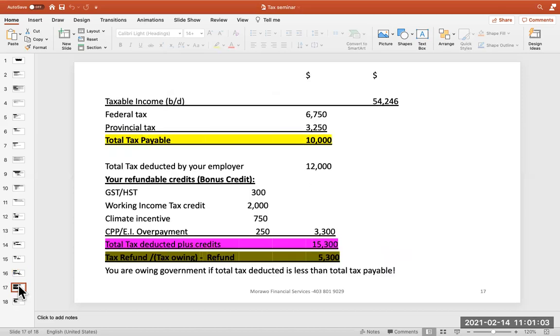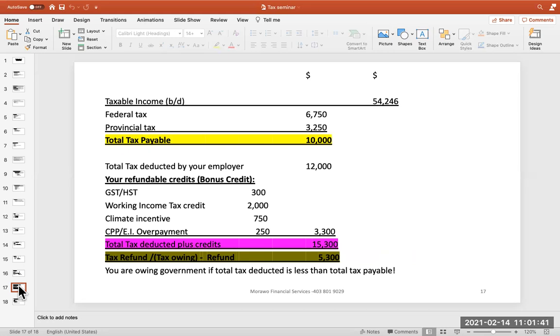So this taxable income is now subjected to federal and provincial tax calculation. For example, after the calculation, your federal tax is 6,750, and your provincial tax liability is 3,250. So your total tax payable is 10,000. You are paying the federal government 6,750 and the provincial government 3,250; your tax liability is 10,000.